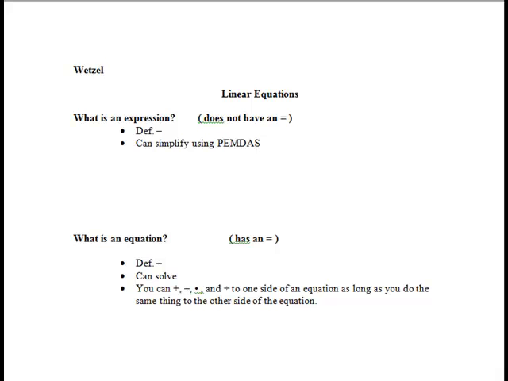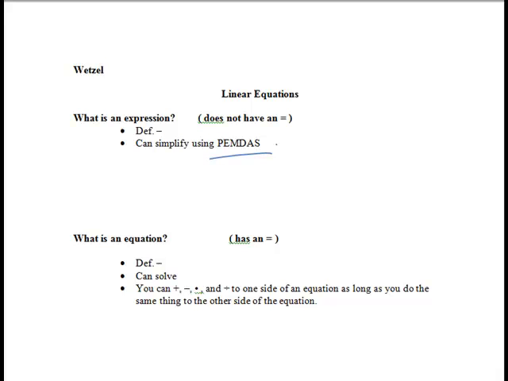And one of the first things you typically want to do is identify whether it's an expression you're given or an equation. An expression does not have an equal sign, so you cannot solve an expression. All you can do is simplify an expression. Anytime you're simplifying, you want to follow the order of operations: parentheses, exponents, multiplication, division, addition, or subtraction.